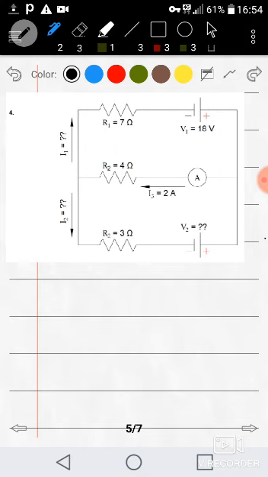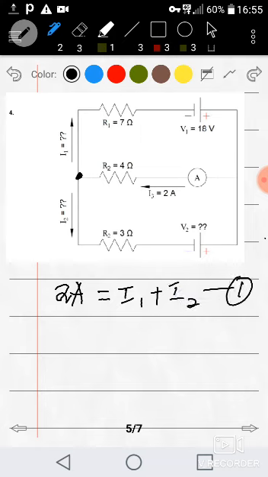Now when you look at this circuit, a current I3 is coming and passes through the 4 ohm resistor to meet at this junction here, and when it meets here, it divides into I1 and I2. So we can say that from the junction rule, 2 amperes, that current is going to be equal to I1 plus I2. So this is our first equation.